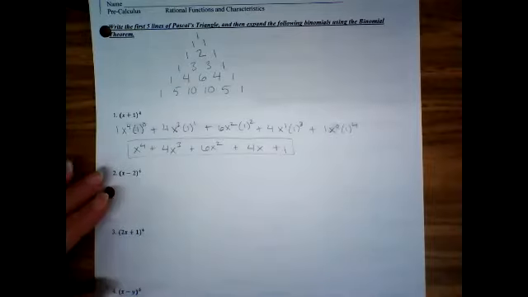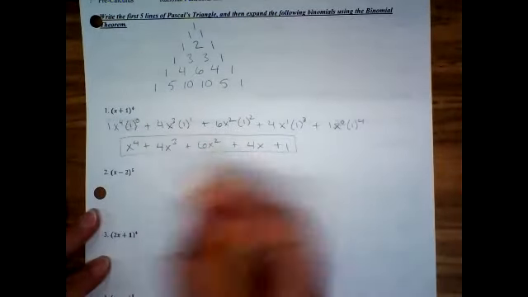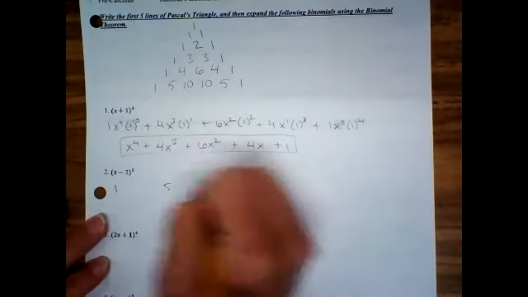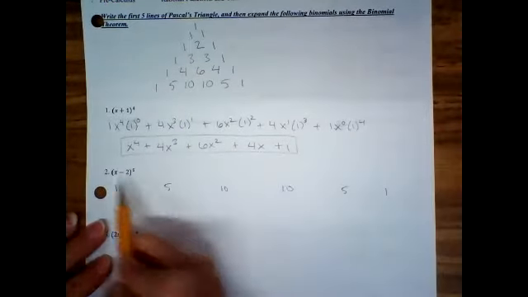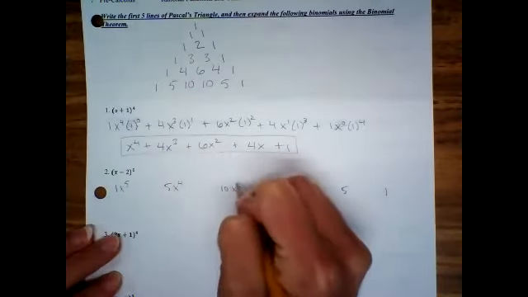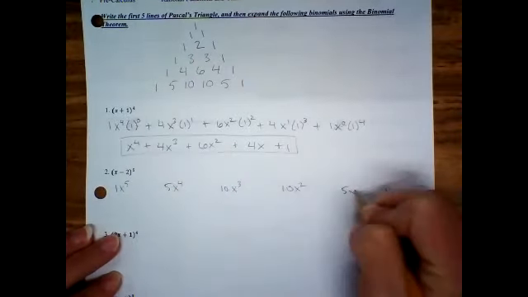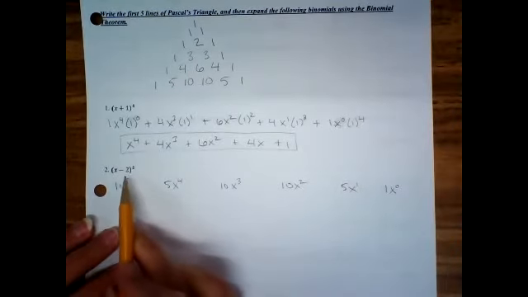All right, so for this one, it is to the 5th. So we're going to use this line, 1, 5, 10, 10, 5, 1. And so we'll start with x to the 5th, and then it'll go in our countdown to the 4th, to the 3rd, to the 2nd, to the 1st, x to the nothing. And then this one is -2.